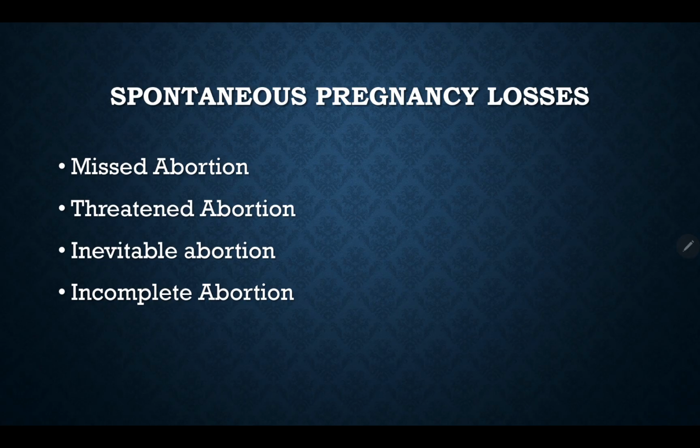Now, coming to spontaneous pregnancy losses. These could be of the following 4 types. It could be missed abortion, we will see in the coming slides. Threatened abortion, inevitable abortion, incomplete abortion. The names themselves say it: threatened abortion, the abortion that has not yet occurred but the bleeding has occurred. Inevitable abortion, that means abortion that has not yet occurred but it is inevitable and nothing could stop this. And incomplete abortion, the abortion that has started but some products of conception are still retained. So the names themselves are very much self-explanatory and we'll see them in detail now.